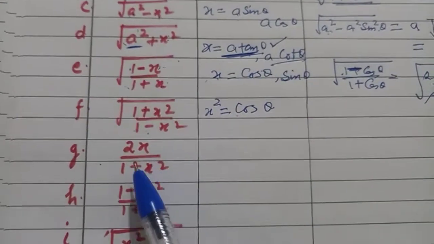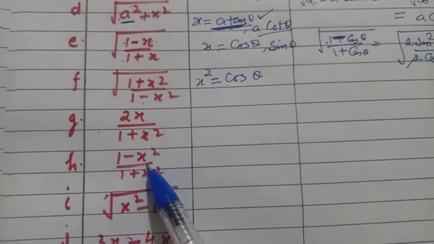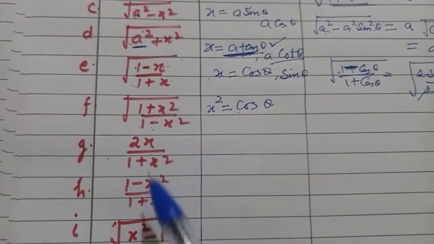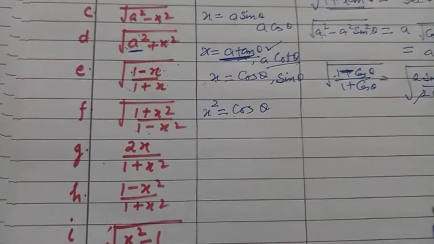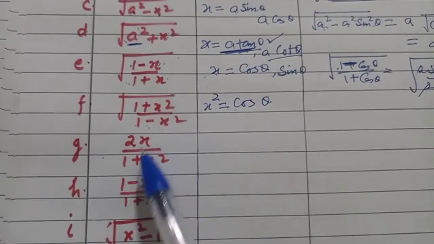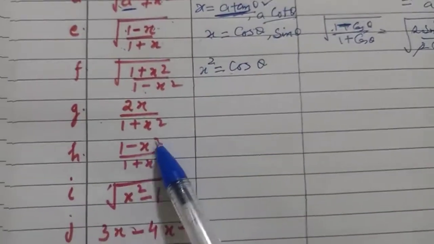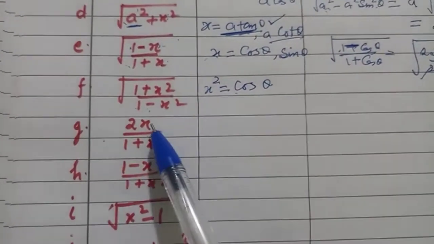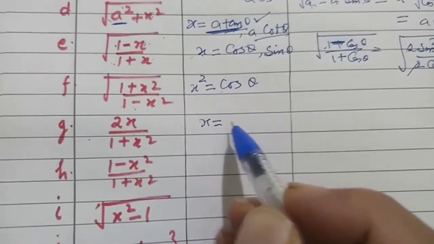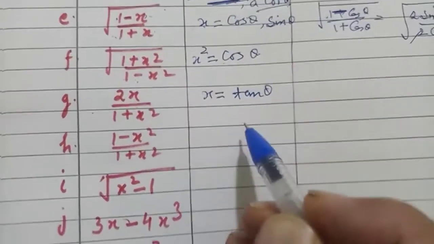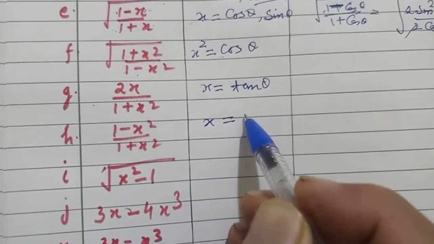Now look at this and this. These two are somewhat like trigonometrical identities in our class 11th result. 2 tan theta over 1 plus tan square, and 1 minus tan square upon 1 plus tan square. So according to their particular structure, we can take x equals to tan theta here. And here also x equals to tan theta.